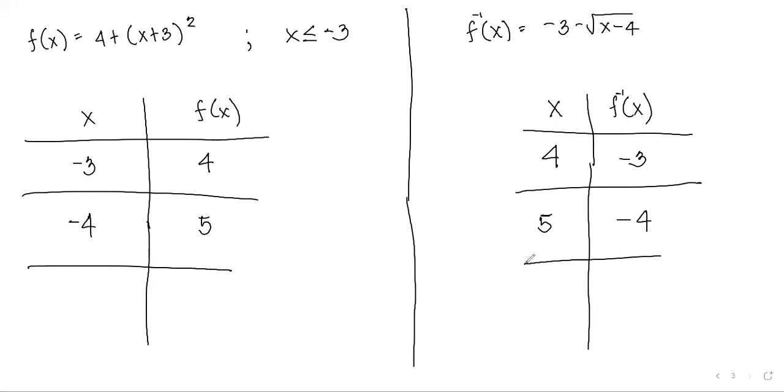Sunod. Last na lang siguro, -5. Last one na lang. Para mag-graph naman na natin yan. So, -5 plus 3, -2 squared, 4 plus 4, 8. Tama? So, kapag 8 dito, 8 minus 4, that is 4. Square root of 4, that is 2. -3 minus 2, that is -5. So, tama. Graph na natin. Pwede na yan.